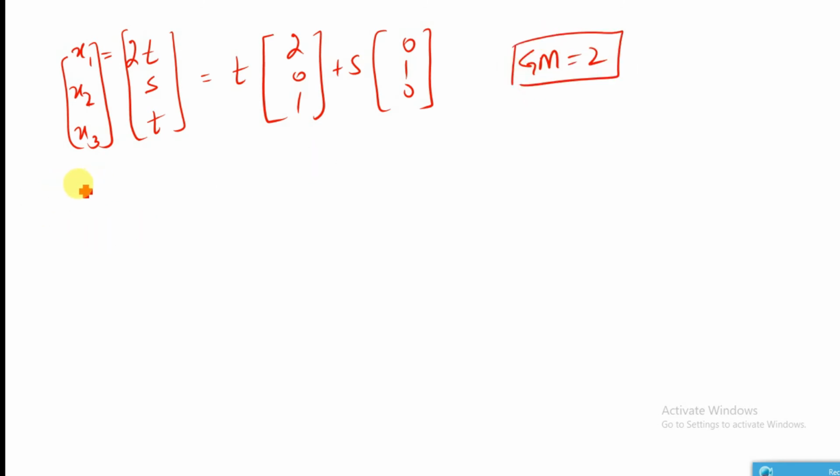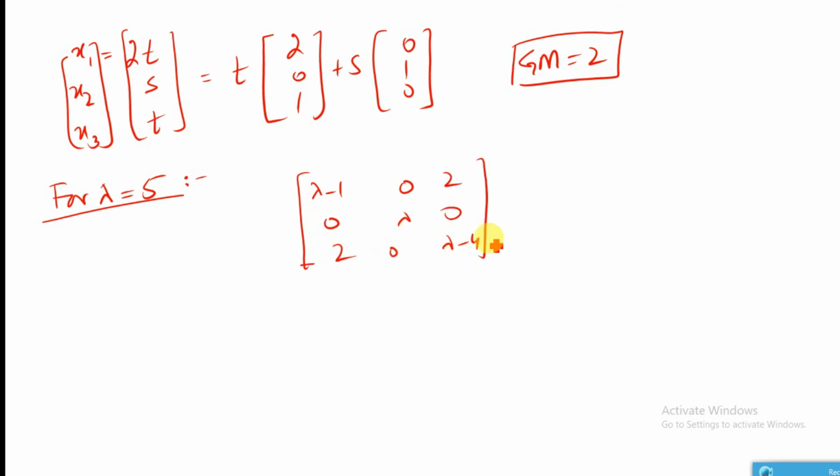Similarly, we can do the same for lambda equal to 5. The next lambda value is 5, so we do this for lambda equal to 5. So when I substitute this in my main matrix, it is lambda minus 1, 2, 0 and lambda minus 4. Now substitute lambda as 5, and it becomes 4 0 2, 0 5 0, and 2 0, and we have 1 here.